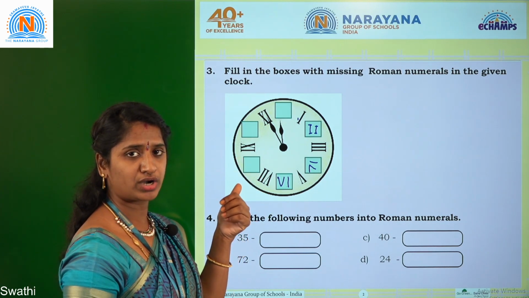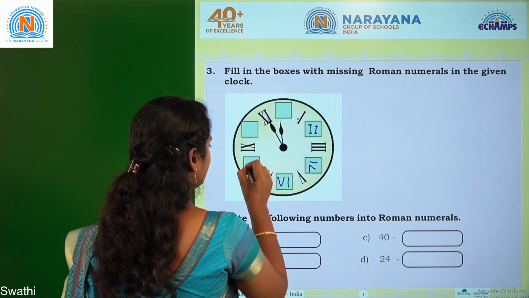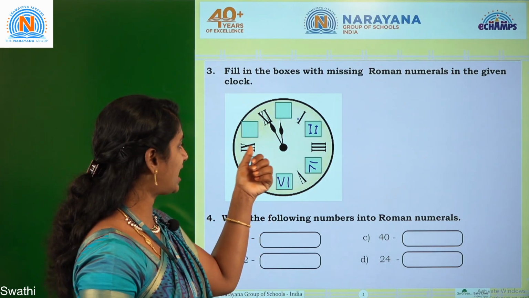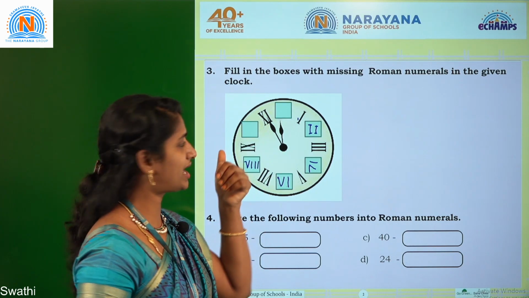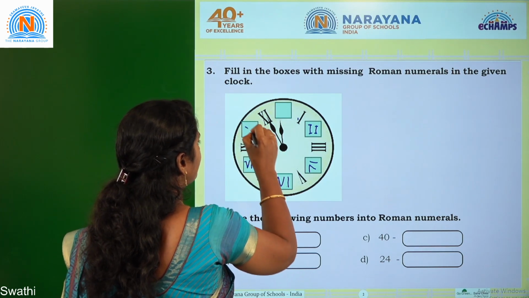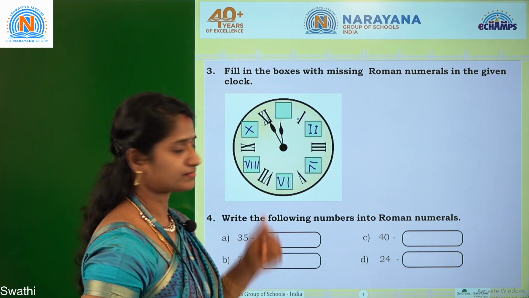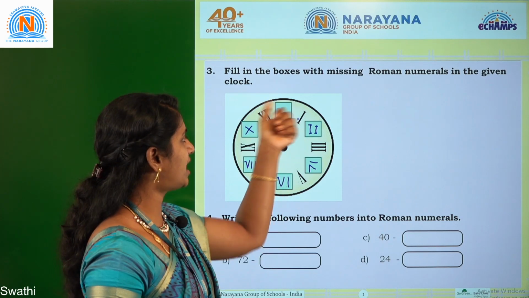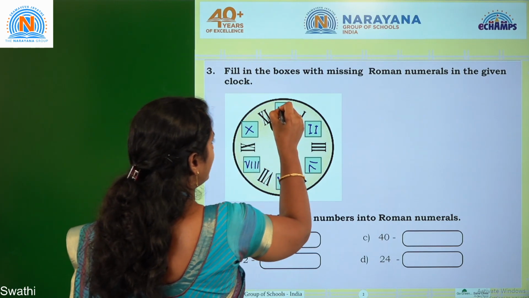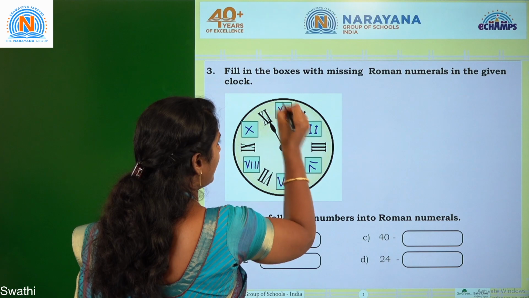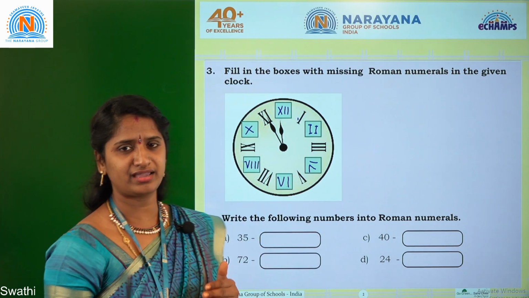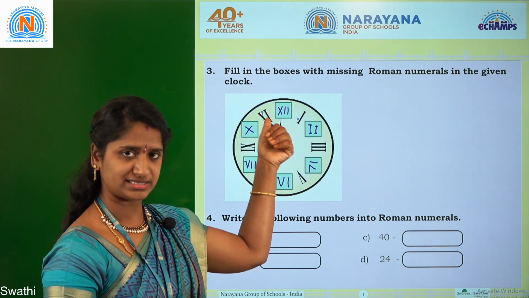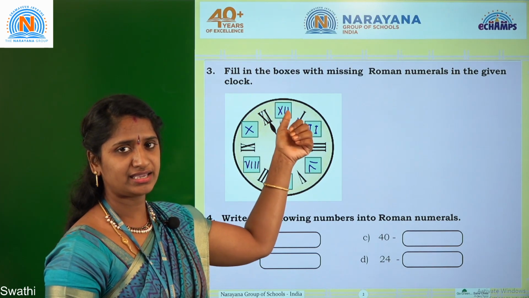Now 8 means what? VIII is 8. And 9 is IX. And now next 10. X is 10. And it is XI. It is 10 plus 1, 11. Now 12 means how can I write? X is 10 and 1 and 1. It is I and I. It is 12. XI is 11. And XII is 12.